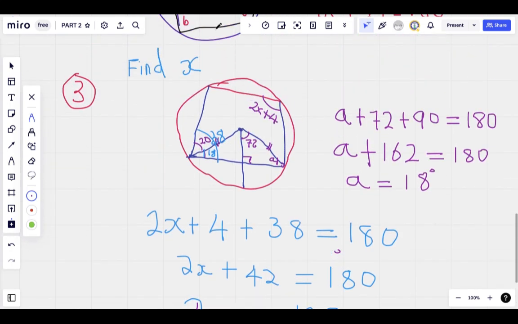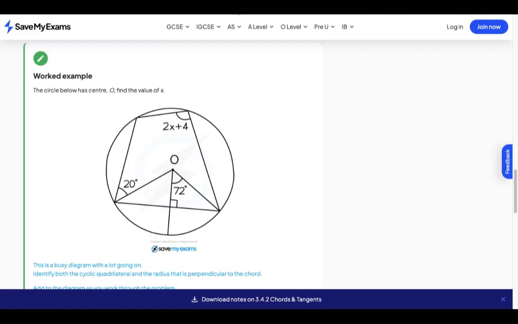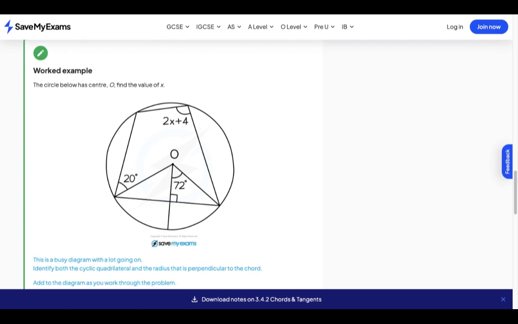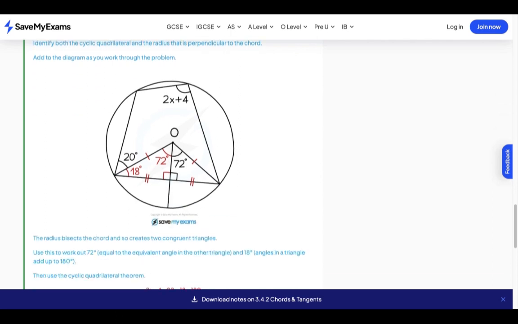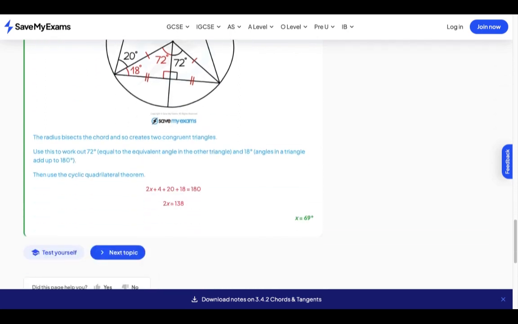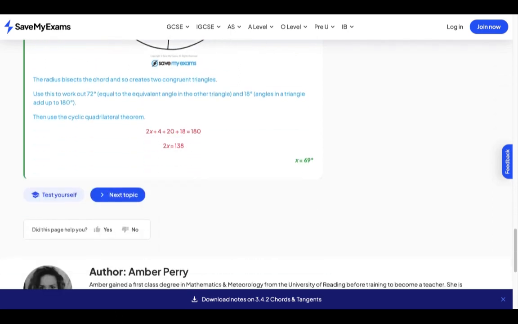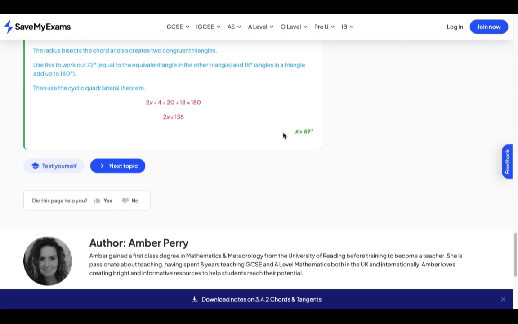So it's an application of a cyclic quadrilateral. In this question you have to apply the cyclic quadrilateral rule. But to apply it, we must get this angle first. We must get this angle here. Because you cannot just say 2x plus 4 plus 20 equal to 180. No, it's not 20. It's the whole of this place you have to get, which makes it 38. So the x degree will be 69.